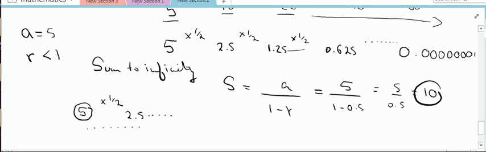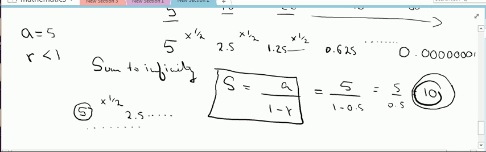Okay, if you keep depositing 5 rupees today, half of that the next day, half of that on the third day, half of that on the fourth day, and continue to deposit this amount, you will be able to accumulate only and only 10 rupees. So this is the formula for sum to infinity. Now let us discuss how it is actually derived.